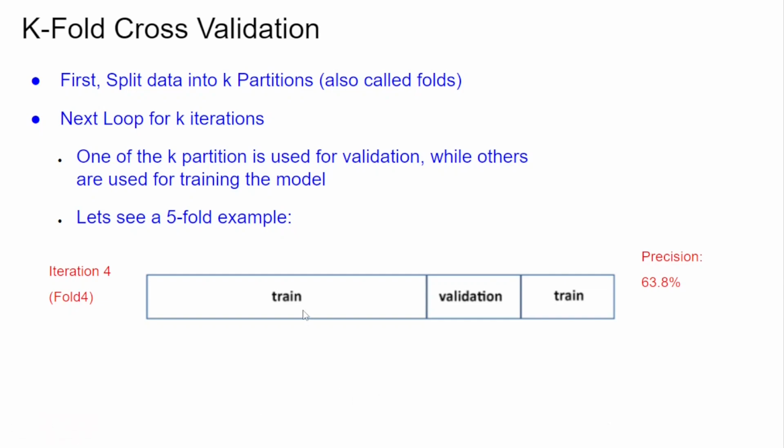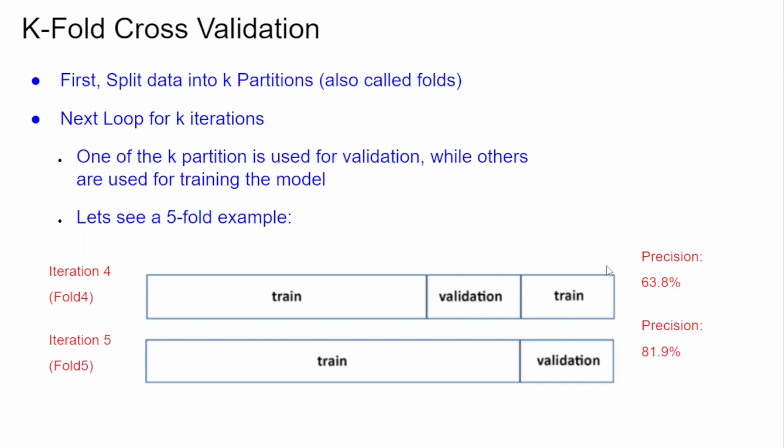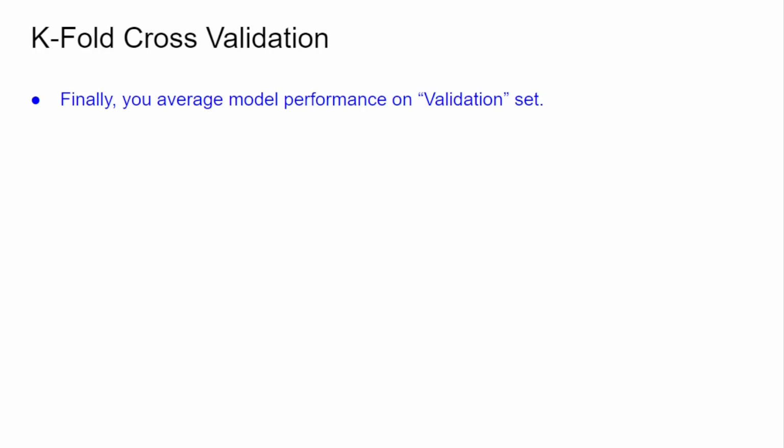Let's do the fourth iteration. What we have done is trained on all the data except the fourth block, which is the fourth fold here, and that is the validation fold. That gives me the poorest precision ever. And this is important to note. The fifth one gives me something about 81.9%. Now, what does this mean? We've done some work, KFold cross validation. What are we going to finally do?